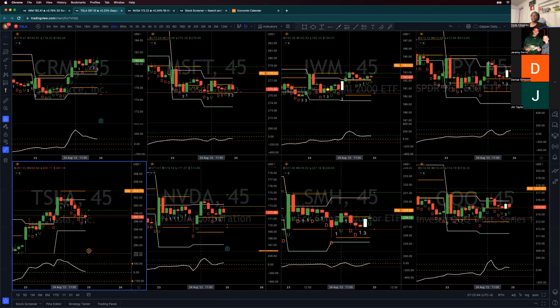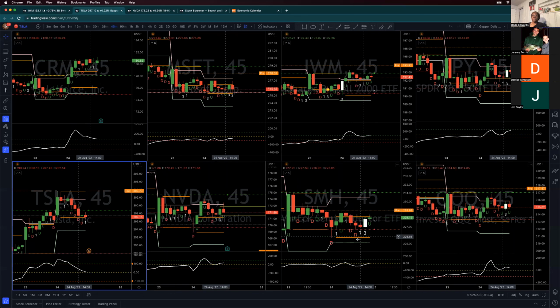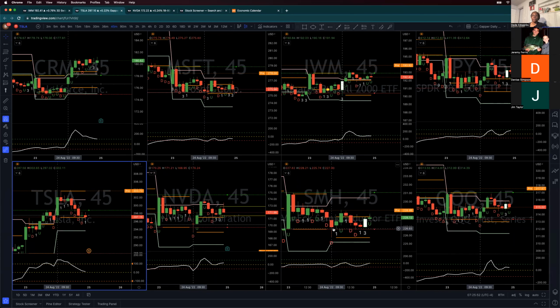There are signals here that we could have taken; it went back above the buy zone at the open. SMH, inside bar, 2 up. Didn't quite cross over, but there's still a signal here. You could have taken that. NVIDIA, 2 down, 2 up. Again, cross back into the buy zone at the 11 o'clock flip.